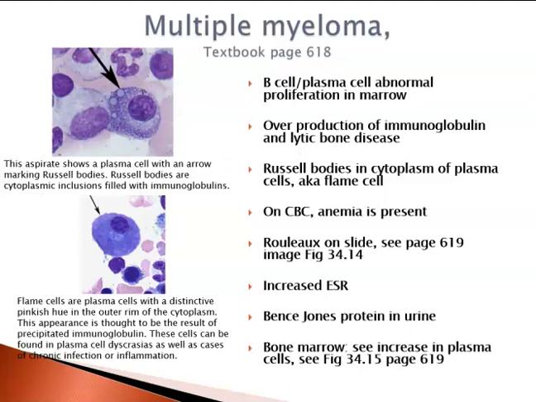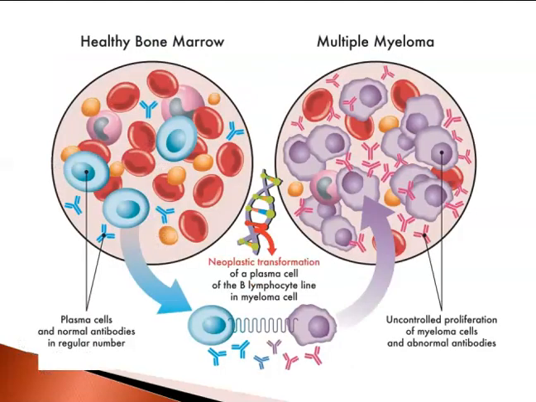And overall, in a multiple myeloma bone marrow sample, you will see increased plasma cells. So this image is to demonstrate the difference between what healthy bone marrow looks like versus what a patient with multiple myeloma's bone marrow would look like. So let's first look over here on the left-hand side at the normal healthy person's bone marrow. You have plasma cells and normal antibodies in a regular count. You wouldn't have too many of anything. You'd have just the right amount.